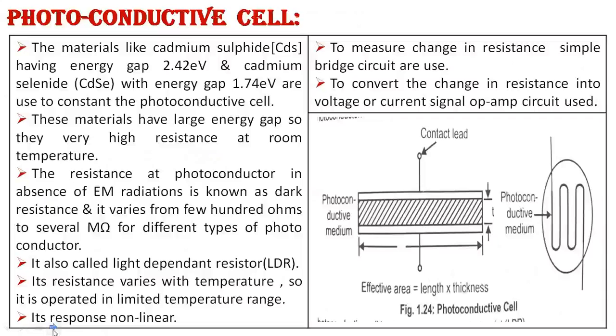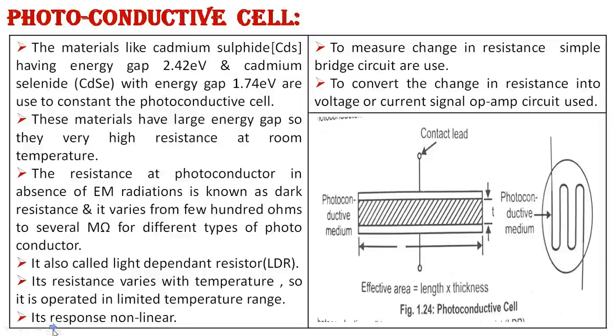Next one is the photoconductive cell. Materials like cadmium sulfide, CdS, having energy gap 2.44 electron volt, and cadmium selenide, CdSe, with energy gap 1.74 eV, are used to construct the photoconductive cell. These materials have large energy gaps, so they have very high resistance at room temperature.